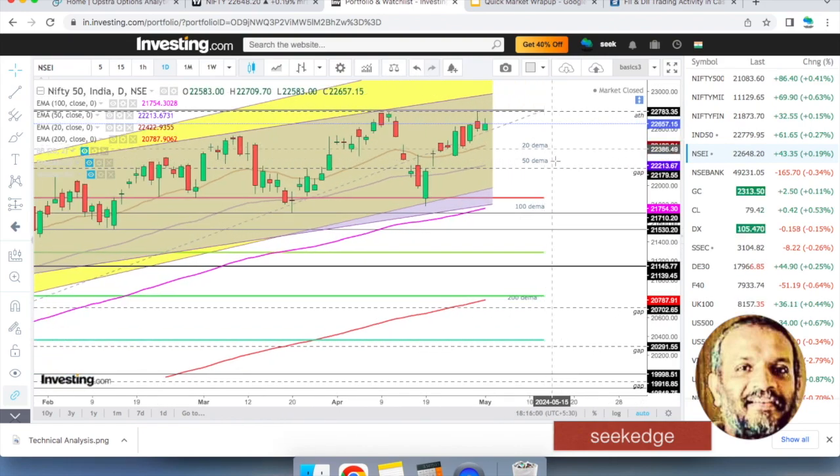Suppose on the downside, between 22,425, that's where the 20 exponential moving average support is there. And then 22,200 is there, 214 where the 50 exponential moving average is there. Very close by, 22,180, you have the gap support also. So confluence of 2 supports.